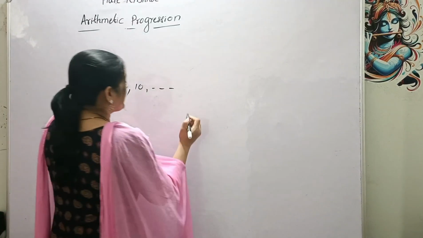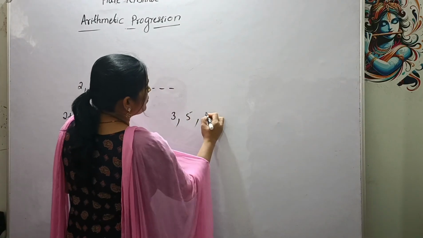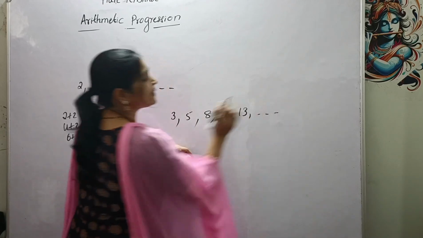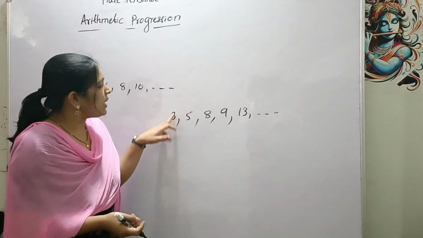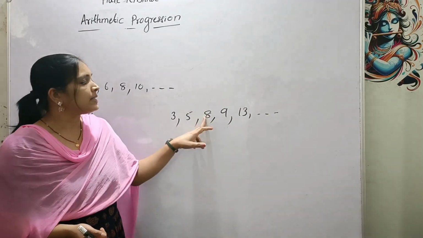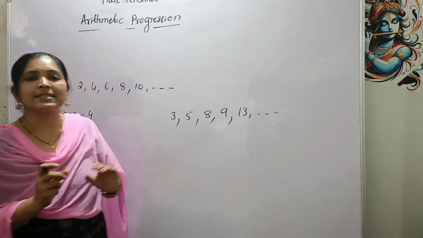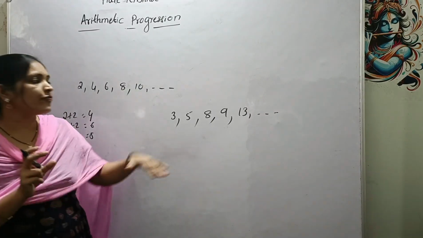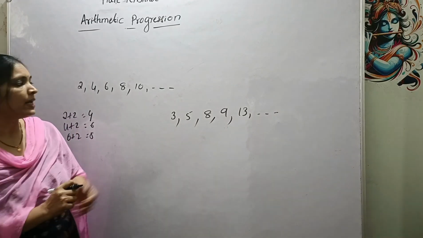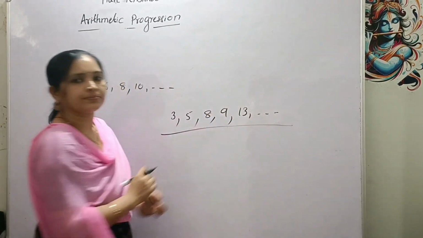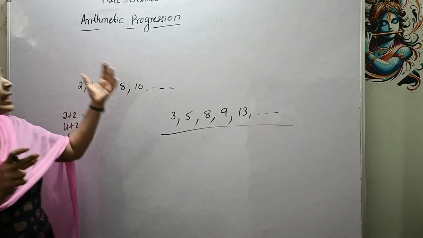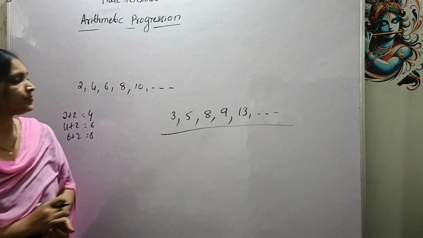Okay? And another example, 3, 5, 8, 9, 13, etc. See here, 3 plus 2 is 5. Right? 5 plus 3 is 8. 8 plus 1 is 9. That is, here the differences between succeeding terms and preceding terms are different. Right? Therefore, it is not a progression. Okay? So here we will study this type of sequence.